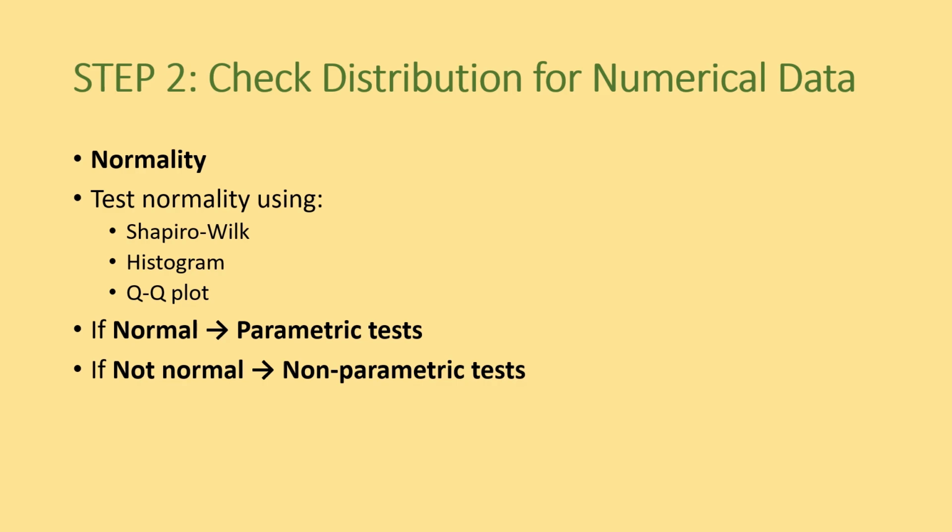Step 2 for selecting the statistical test: check distribution for numerical data. Normality. Use normality tests, Shapiro-Wilk, histogram, and QQ plot. If normal, use a parametric test. If not normal, use a non-parametric test.